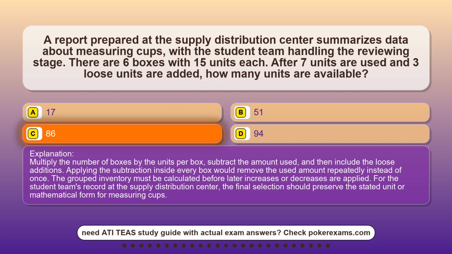Multiply the number of boxes by the units per box, subtract the amount used, and then include the loose additions. Applying the subtraction inside every box would remove the used amount repeatedly instead of once. The grouped inventory must be calculated before later increases or decreases are applied. For the student team's record at the Supply Distribution Center, the final selection should preserve the stated unit or mathematical form for measuring cups.